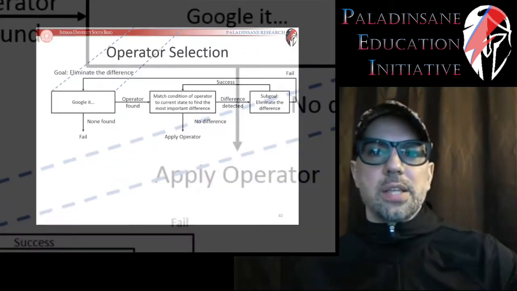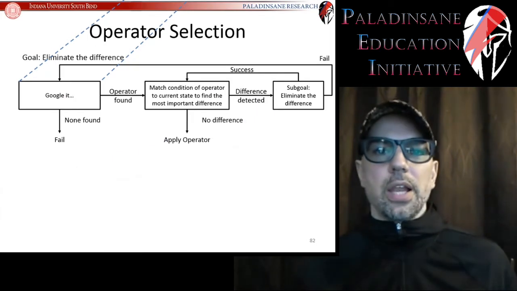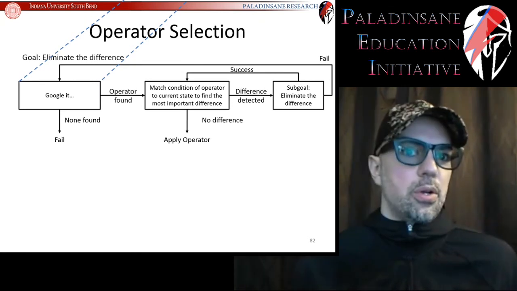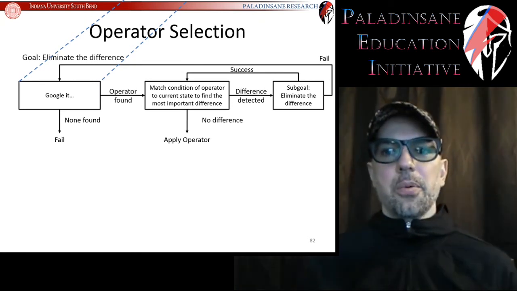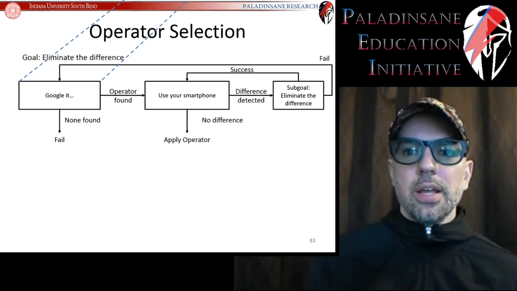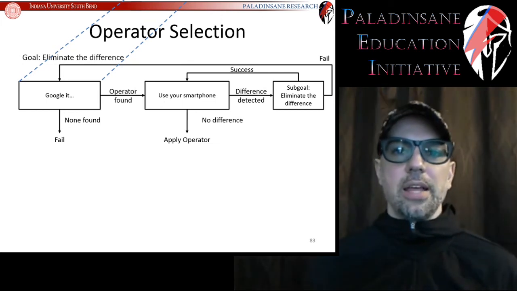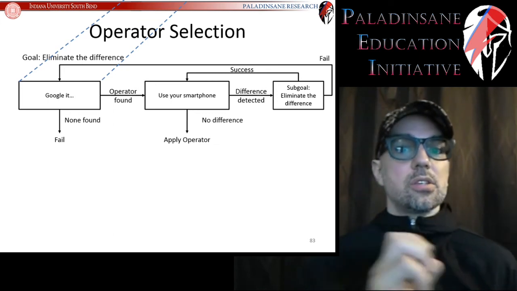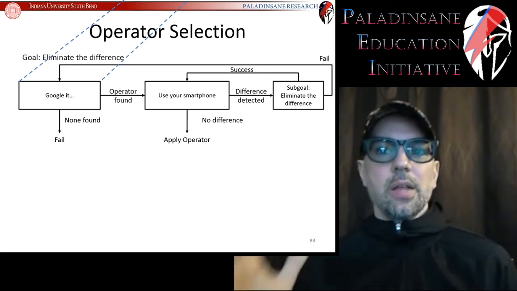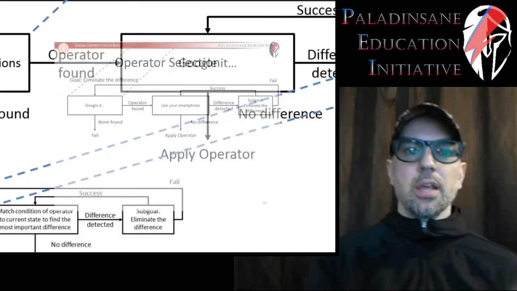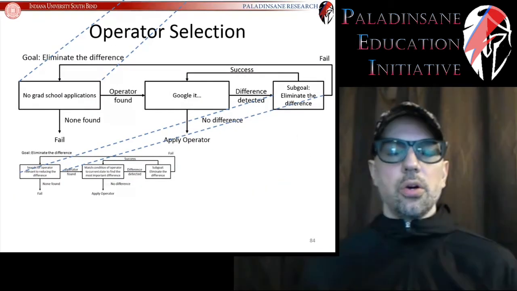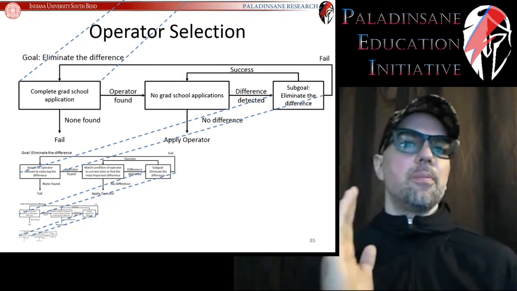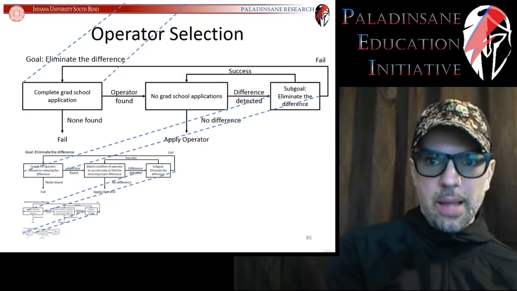And then if we go one step deeper, you're going to Google it. How do you do it? Well, if you're not currently in front of a computer or a smartphone, you can find an operator that says, use your smartphone, and then that will eliminate the difference, and you can then find your grad school applications. So you're going to use your smartphone. Your smartphone gets you to Google. Once you've gotten to Google, your Google gets you to grad school applications. Once you've gotten grad school applications, those get you to complete grad school applications.